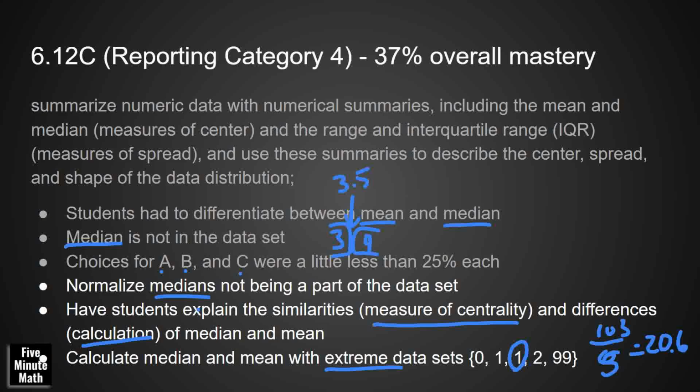So we can have some really rich conversations about how they're both measures of centrality. Some are useful, some aren't in certain situations. And in this case, that 99 being the outlier really skews everything for the mean. It doesn't skew anything when you're using the median. Things like that will make them remember the difference between the two and will help them understand them when they have to calculate both.